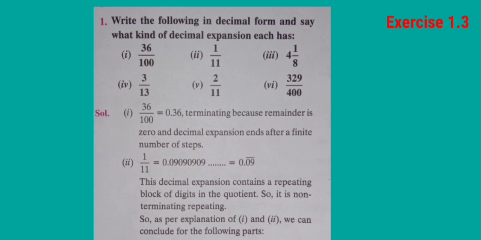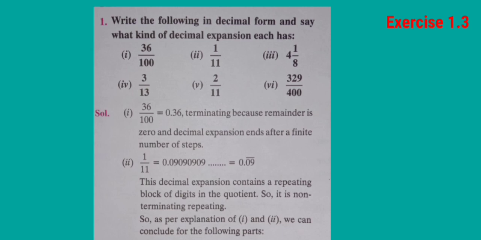In part second we have to divide 1 by 11, so first of all we will divide it and we will get 0.09090909 dot dot dot. These dot dot dot mean this division is not over, it is a non-terminating decimal expansion. And one thing more, 09090909 after the decimal place shows repetition, so we will say it is a non-terminating repeating decimal expansion. Understood?